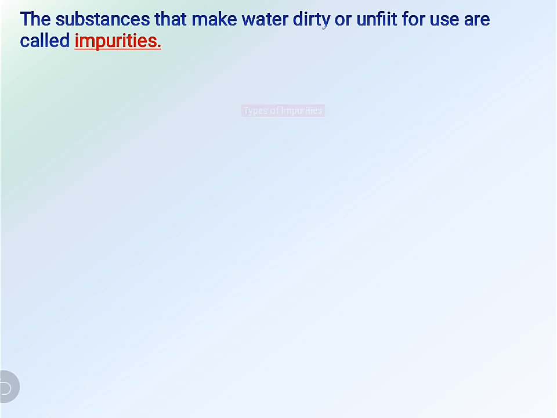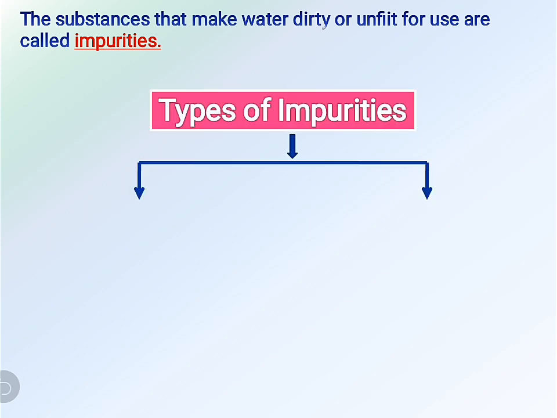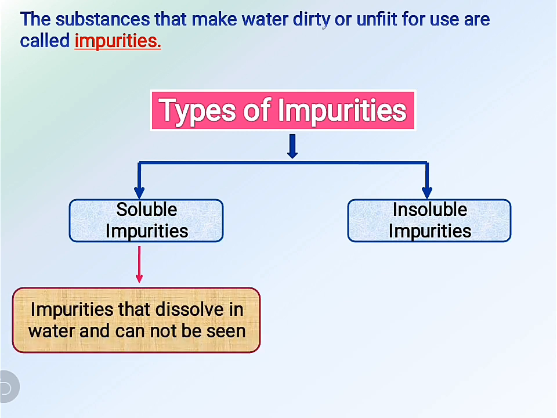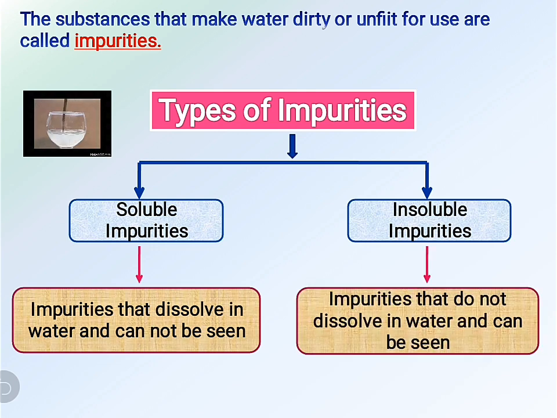And impurities can be of two types. Number one, soluble impurities, and number two, insoluble impurities. Impurities such as salt and sugar that dissolve in water and cannot be seen are called soluble impurities. On the other hand, impurities such as sand or mud that do not dissolve in water and can be seen are called insoluble impurities.